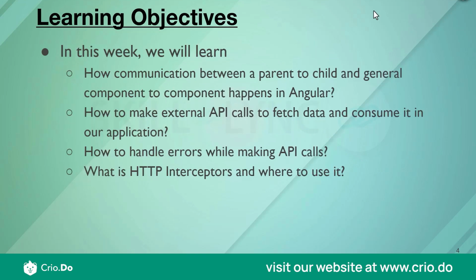The following are the learning objectives of this week. We will be learning how communication between a parent and child, and general component to component communication, happens in Angular. Then we'll understand how to make external API calls to fetch data and consume it in our application. Then we'll understand how to handle errors while making API calls. And finally, we'll see what the concept of an HTTP interceptor is and where to use it.